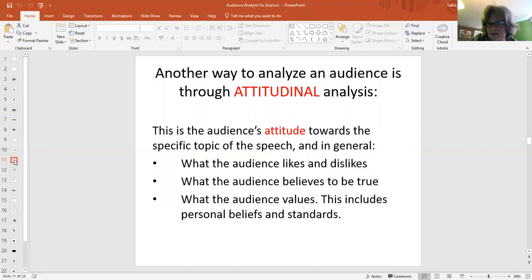For instance, there's a whole society that believes that the earth is flat. And anything that you try to convince them with has to have that premise of their belief. It can't contradict their belief system. And what the audience values. This includes personal beliefs and standards.